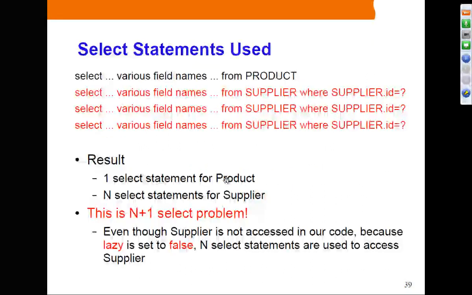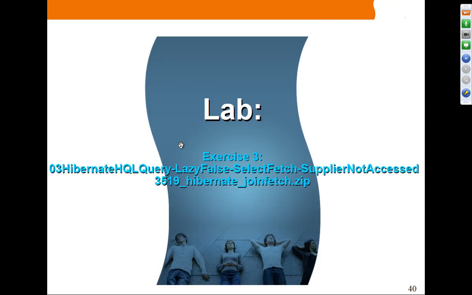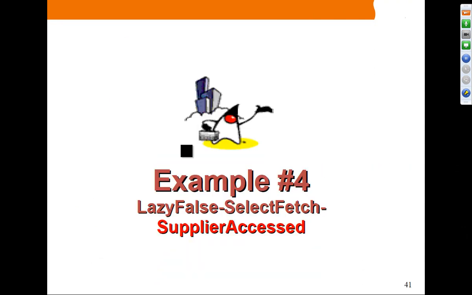Now, here you are experiencing the n+1 problem, even though you are not accessing the supplier from the product. The reason is that we set lazy to false, meaning it's going to load them even if they are not accessed. That's what it means to be eager loading, meaning non-lazy mode. So this is again the n+1 select problem. Let's move forward. This one is lazy false and supplier accessed.